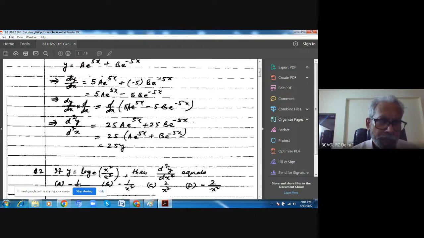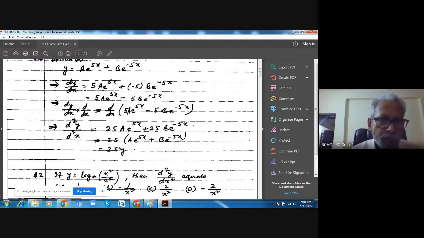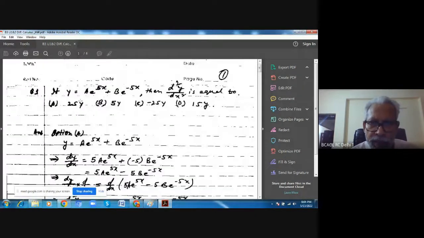Then dy by dx, another d. Actually, what happened? The question is a double derivative. Means dy by dx, again dy by dx, with respect to y. So once dy by dx, again dy, means second time you have to take the derivative. So that's why d square divided by dx square.